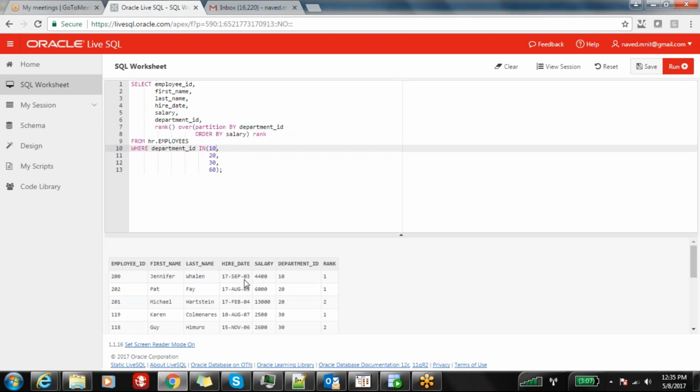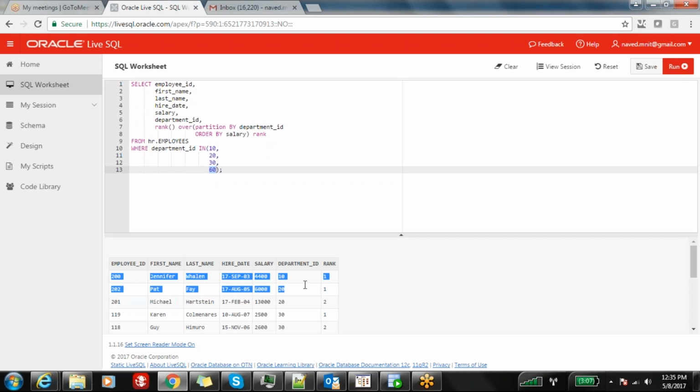If you see, we have four departments, 10, 20, 30, 60. Since we have written partition by department ID, it will create four partitions, one for department number 10, one for 20, one for 30 and one for 60. The first partition is for department number 10. Since we have only one row in this partition, it is going to assign rank 1 to this row.